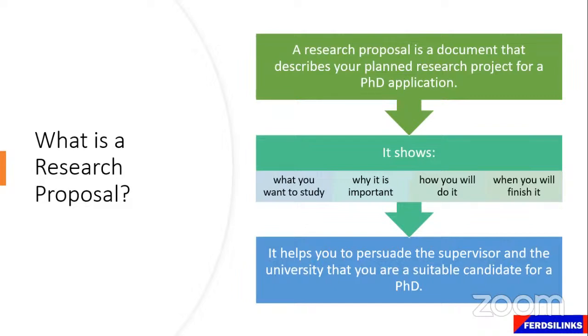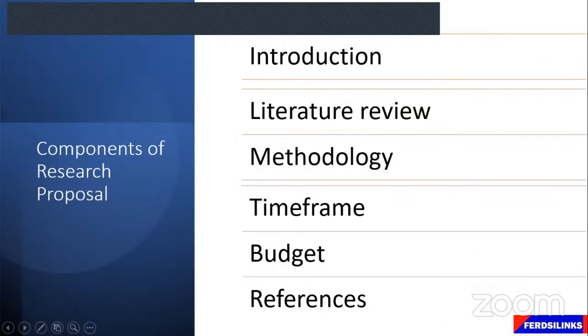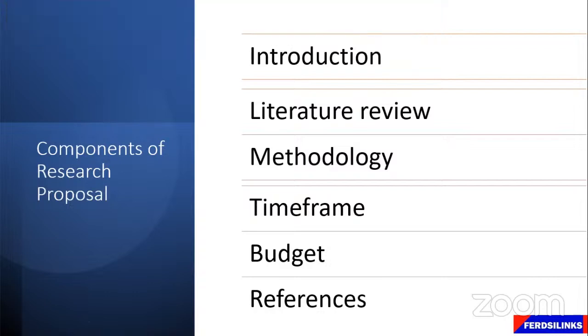So, assuming that that is understood, we now ask ourselves, what are the components of a research proposal? If you can see from my slides, the first thing is that we have an introduction, which will look at the different dimensions, the various aspects of the introduction. A bit about literature review. I will have to say a few things with respect to literature review.